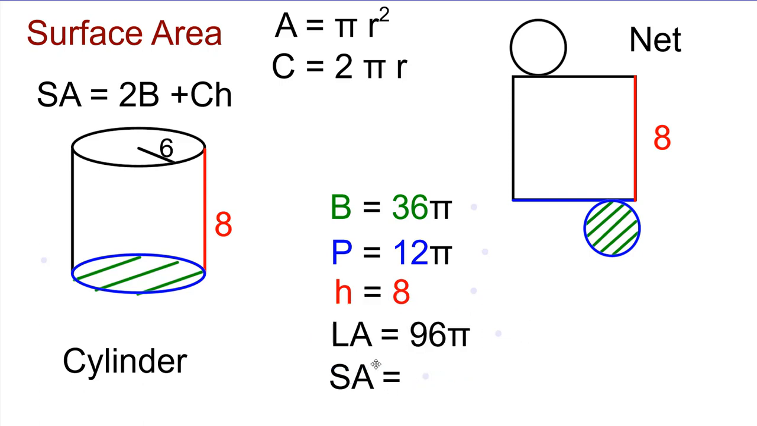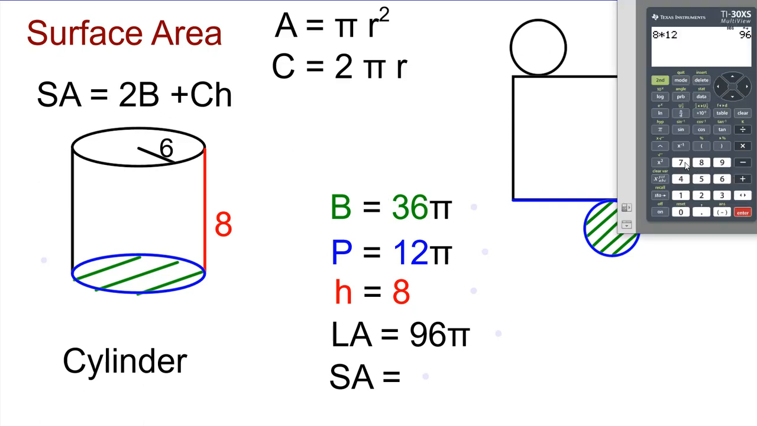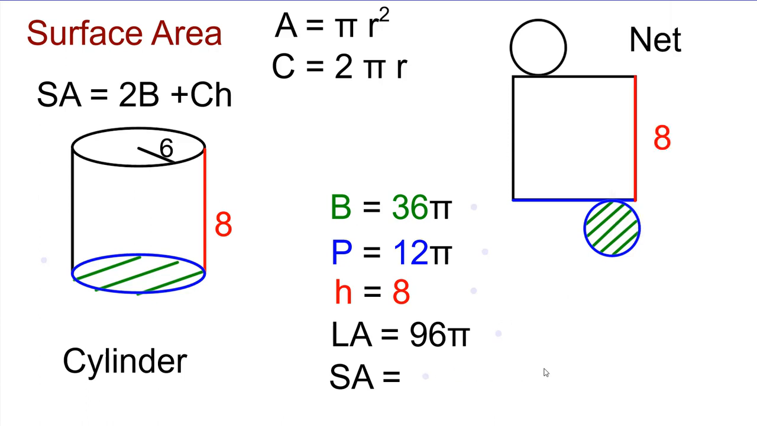And then to find the surface area, we take our lateral area of 96, the circumference times our height, and we're going to add 2 of the bases. So we said our base was 36, so 2 of those is going to be 72. So 72 plus the 96 is going to give us a total surface area of 168. Okay, let me double check that. Yeah, 168. All right, so that's pretty much it.